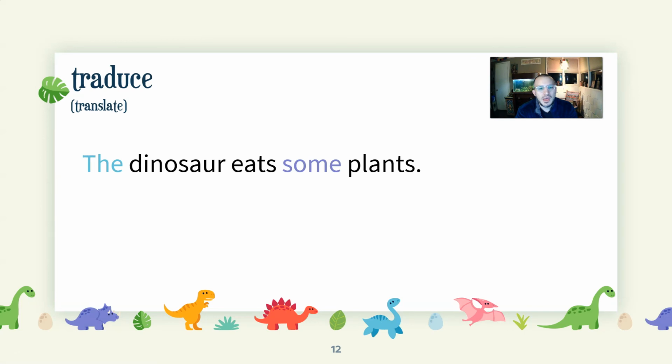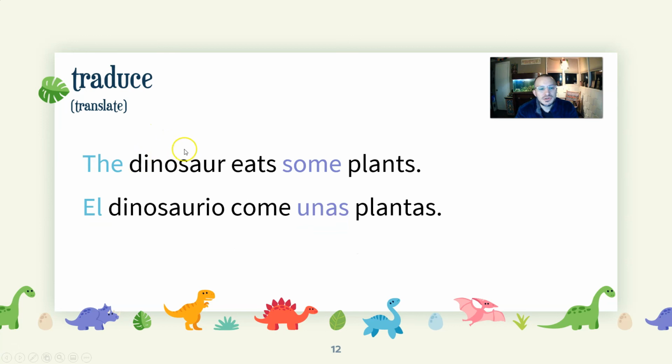Okay? Now let's switch it up, mix it up, and combine definite and indefinite articles together. The dinosaur, specific instance of a dinosaur, eats some plants. Okay? Don't know which ones, not specifying which plants. So for the first noun, we're going to use the masculine singular, el dinosaurio. For the second noun, we're going to use the indefinite, plural, and feminine, unas plantas.